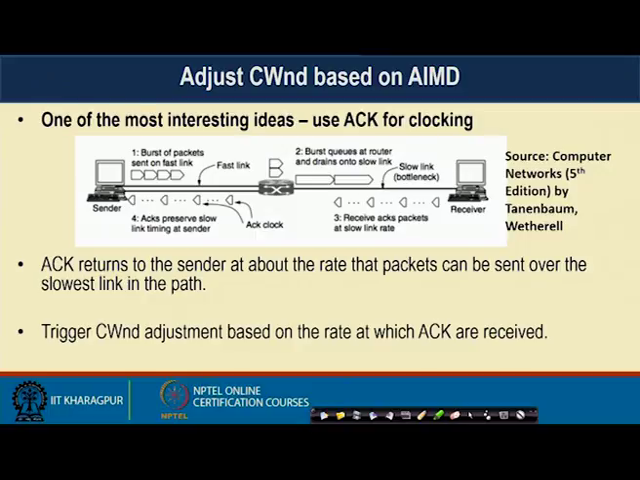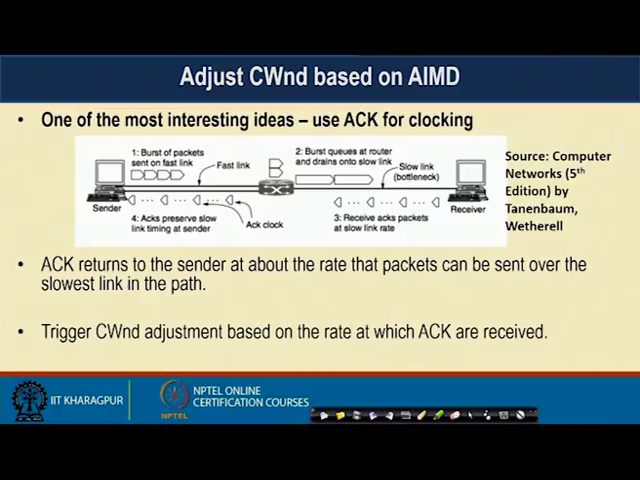And whenever you detect a packet loss from a timeout, then you apply the AIMD principle to reduce your rate based on the multiplicative decrease principle. Well, here is another interesting observation: how will you adjust the congestion window based on the AIMD principle? One of the most interesting ideas in TCP congestion control is the use of acknowledgement for clocking.